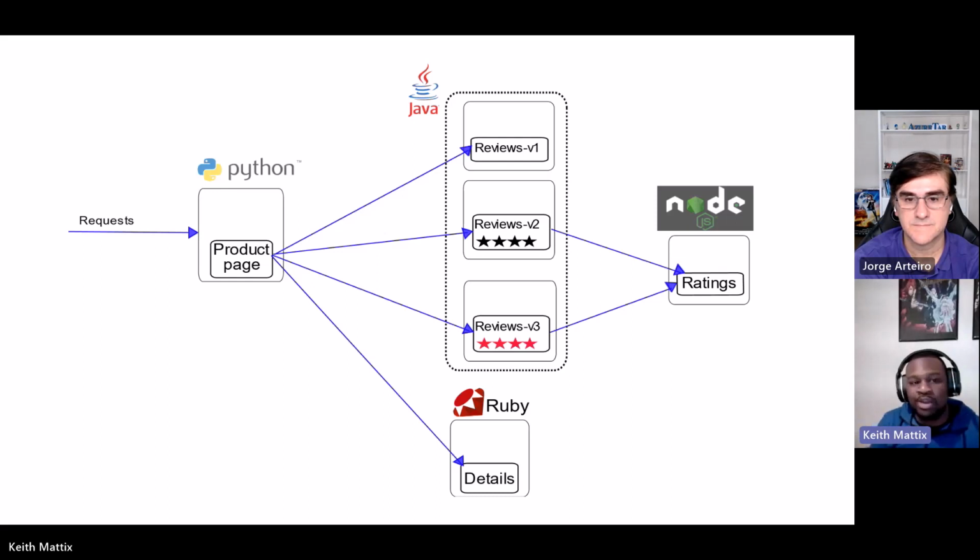And the really cool thing I want to point out here is that you should notice all the different languages present here. You've got a Python product page, your reviews are served in Java, you've got your details page in Ruby, and your ratings page in Node.